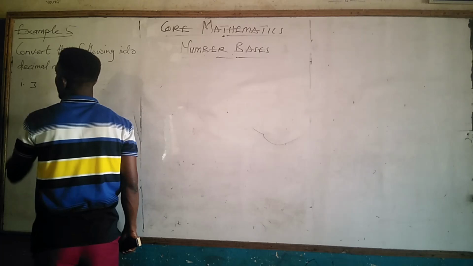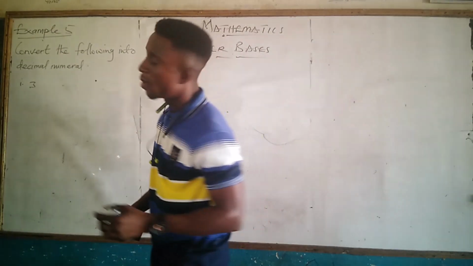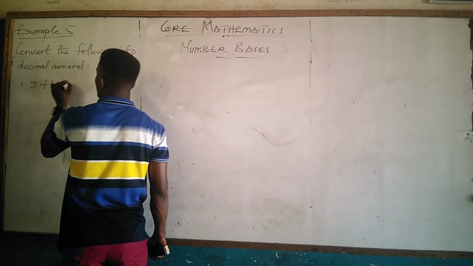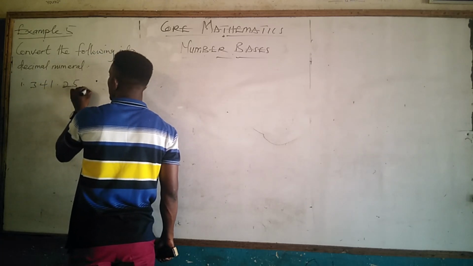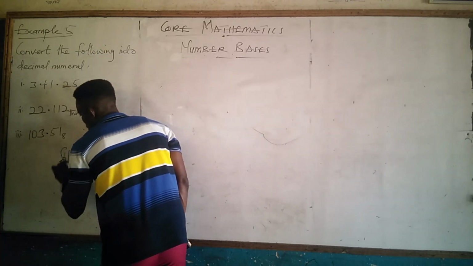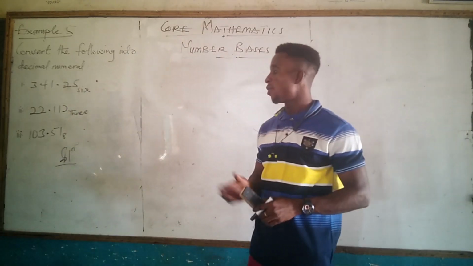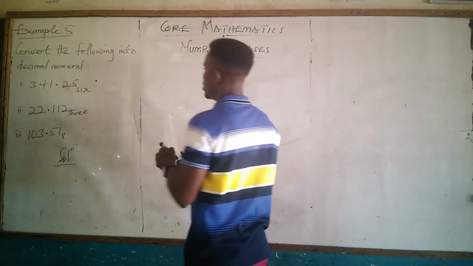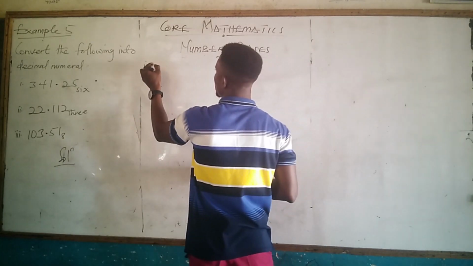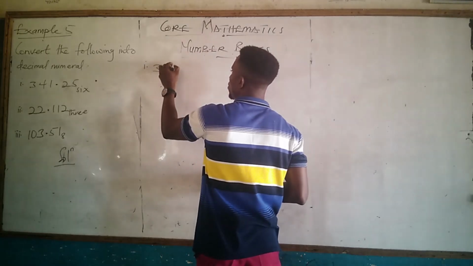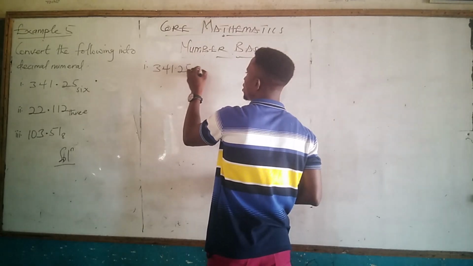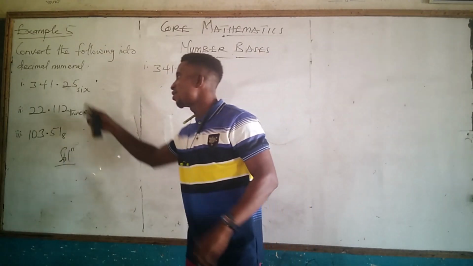Example 5: 34 1.25 base 6. Solution. I want to start with the first one here. So I have 34 1.25 base 6, which is equal to, you can write the 6 in words.